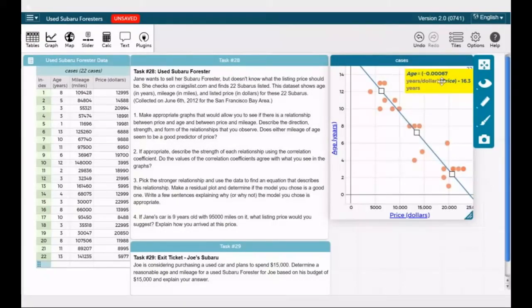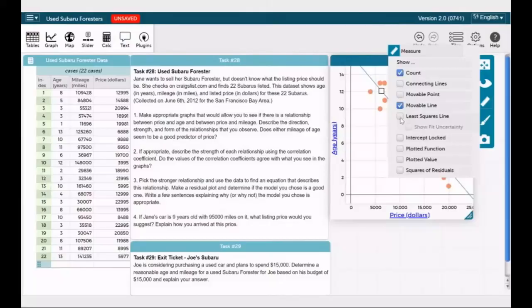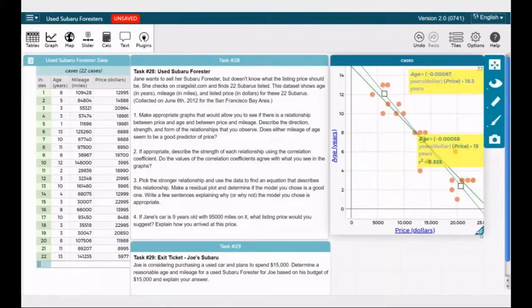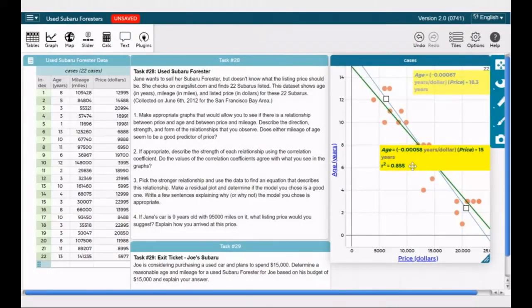You have a pretty good line, okay? I want you to click on the ruler again and go to least squares line. Click on that. So for me, the blue line was my line. When I put on the least squares line, that really is the line of best fit, okay? That is the line of best fit.